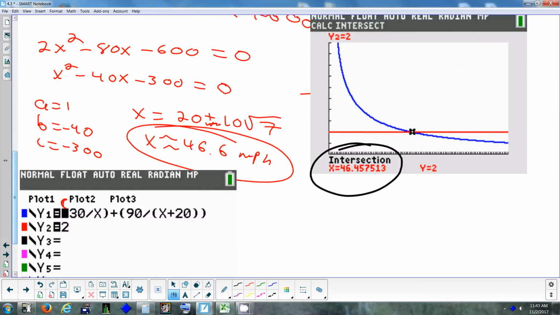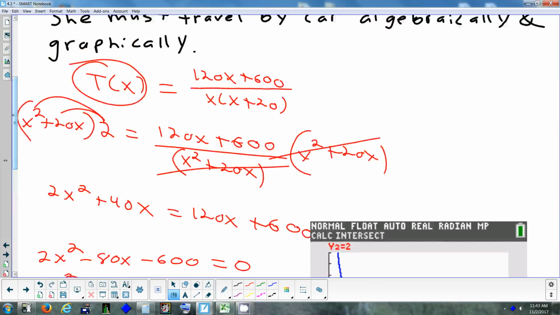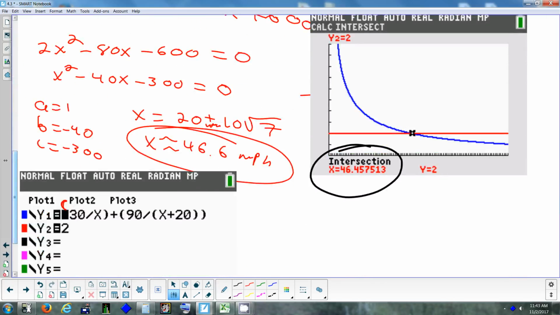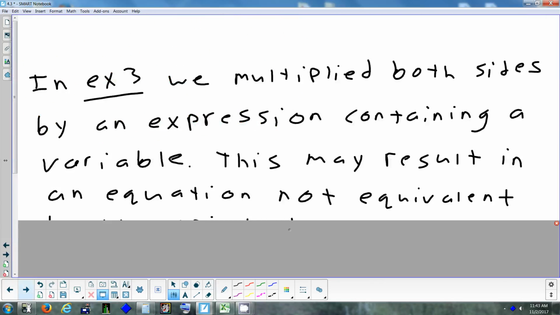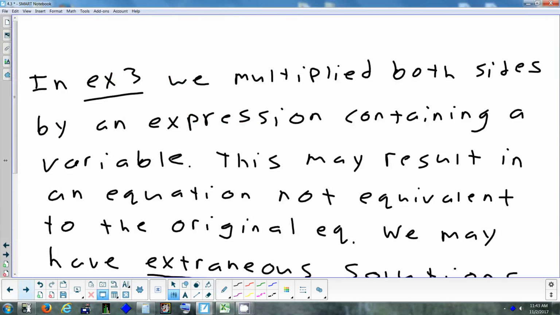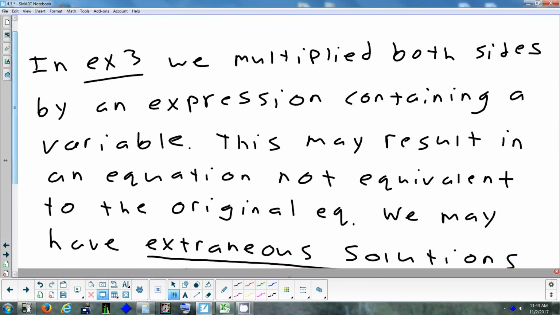All right, so notice what happened here. We multiplied both sides by, let's go back and look, this. X squared plus 20x. We multiplied both sides by something that had a letter in it. And what happened when you did that is we created an extra answer. Right? We had this minus here and we crossed it out. So whenever you multiply both sides by something with a variable, you may create an equation that has an extra answer that doesn't work. Okay, that only happens if you multiply both sides by a variable. And that answer that didn't work, that's called an extraneous solution.